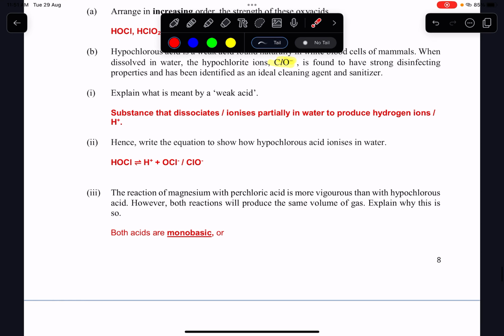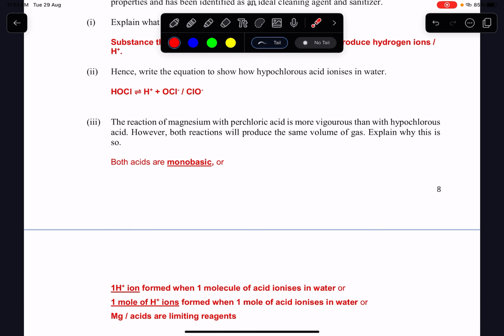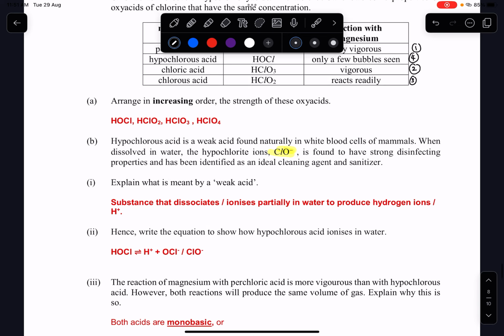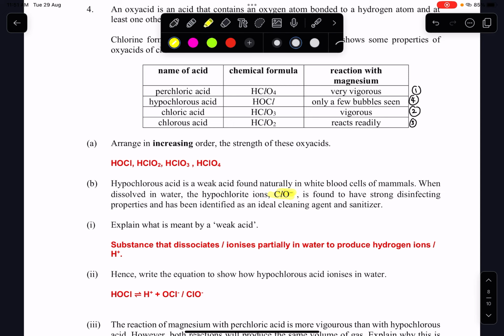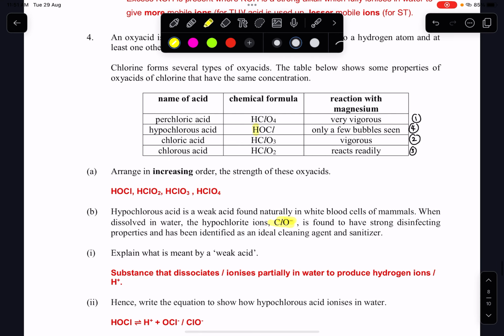Part 3. The reaction of magnesium with perchloric acid is more vigorous. They already told you. However, both will produce the same volume of gas. Explain why this is so. First, there are a few ways to approach this question. One is you tell me that both acids are monobasic. Monobasic means the basicity is the same, they give off the same number of moles of hydrogen. So you are trying to compare hypochlorous with perchloric.